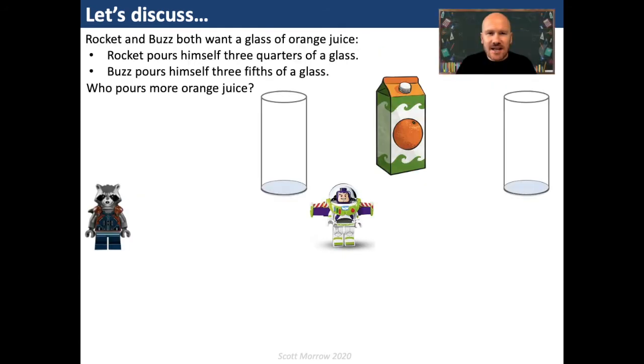Let's discuss that second problem. Rocket and Buzz both want a glass of orange juice. Rocket pours himself 3/4 of a glass. Buzz pours himself 3/5 of a glass. Who pours more orange juice?